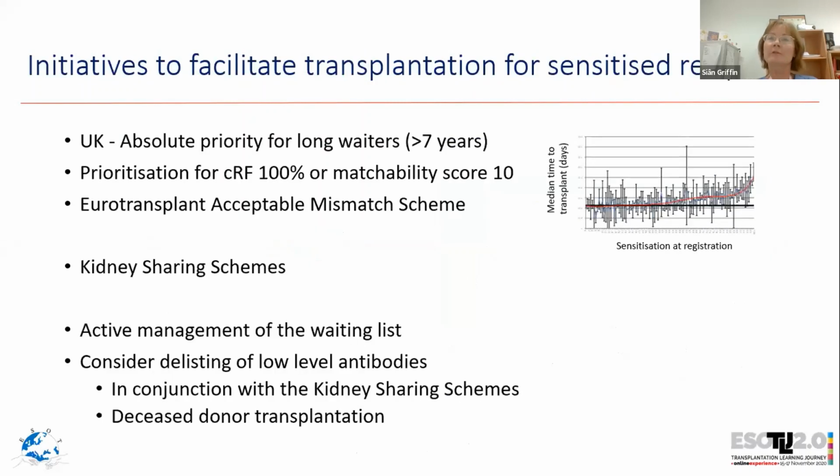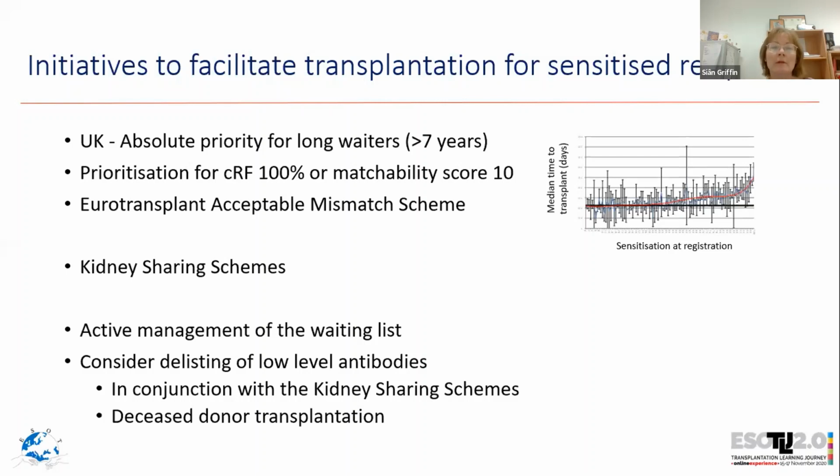So in terms of initiatives to facilitate transplantation for sensitized recipients, we've heard a little bit about this already in terms of how we approach deceased donor transplantation and the use of sharing schemes. The offering system for deceased donors in the UK has recently changed, because as you'll see from the caterpillar graph on the right, we appreciated that with increasing sensitisation at the time of joining the list, the chance of waiting a long time for a transplant was very much increased, particularly approaching a sensitisation of 100%.